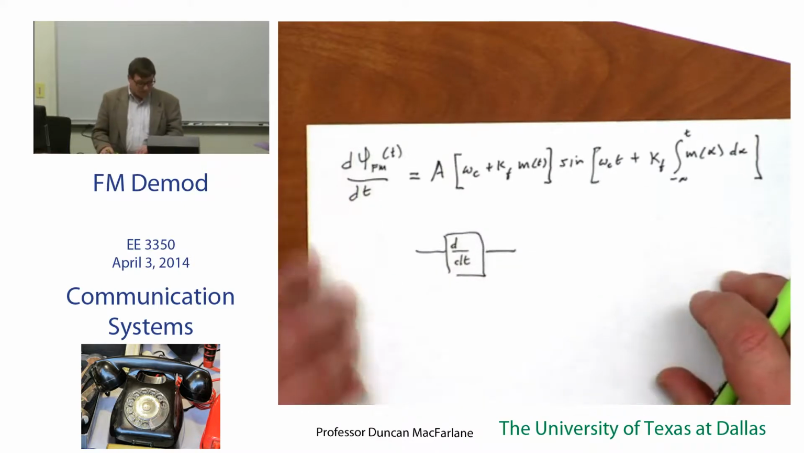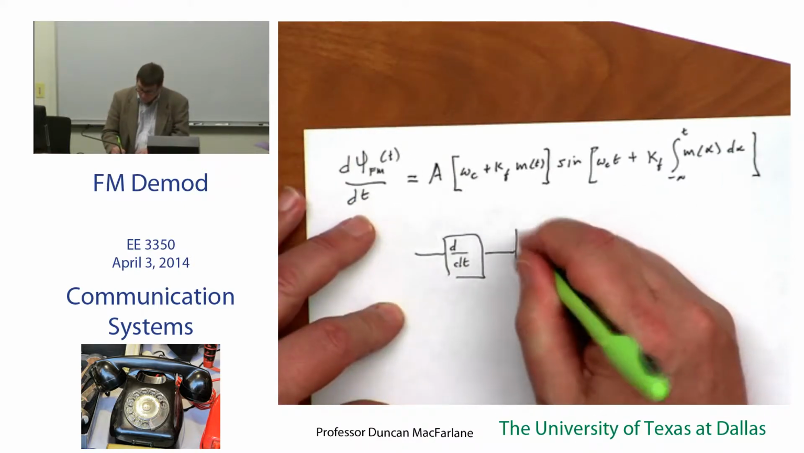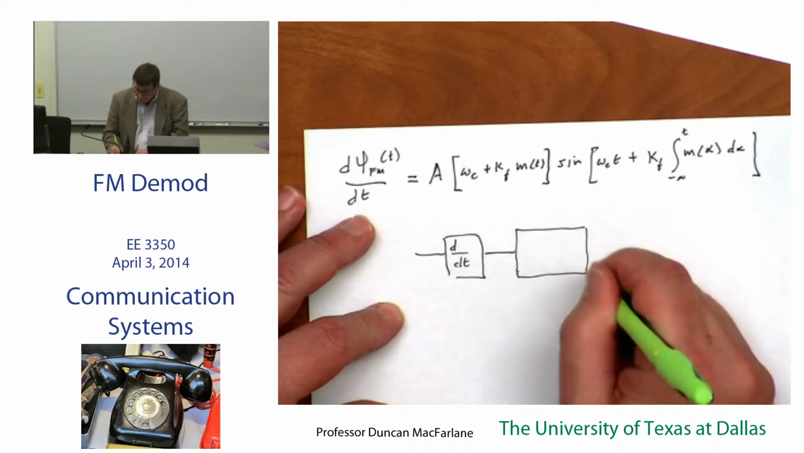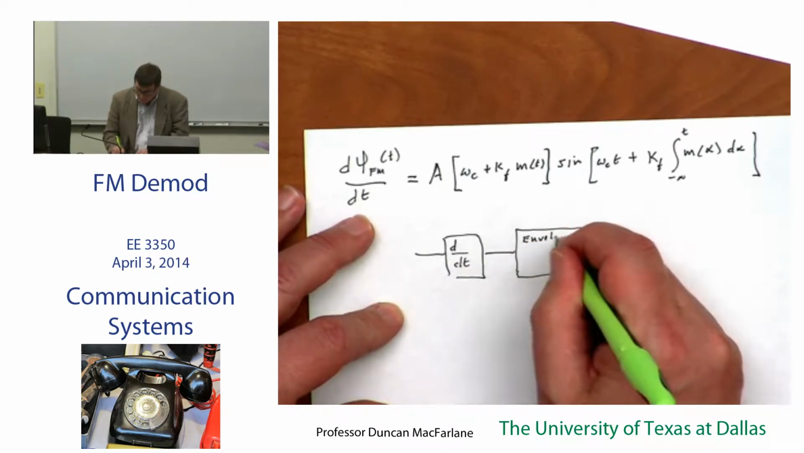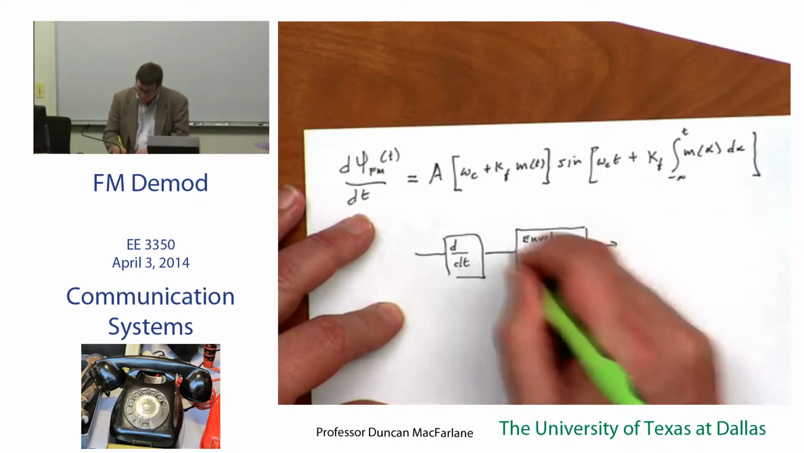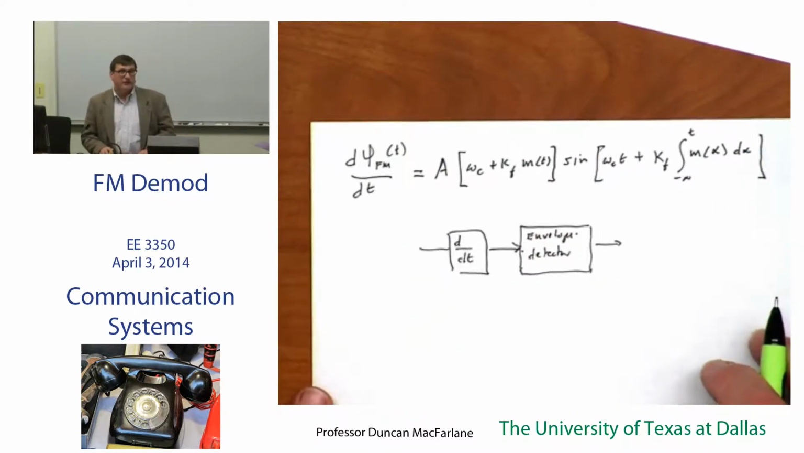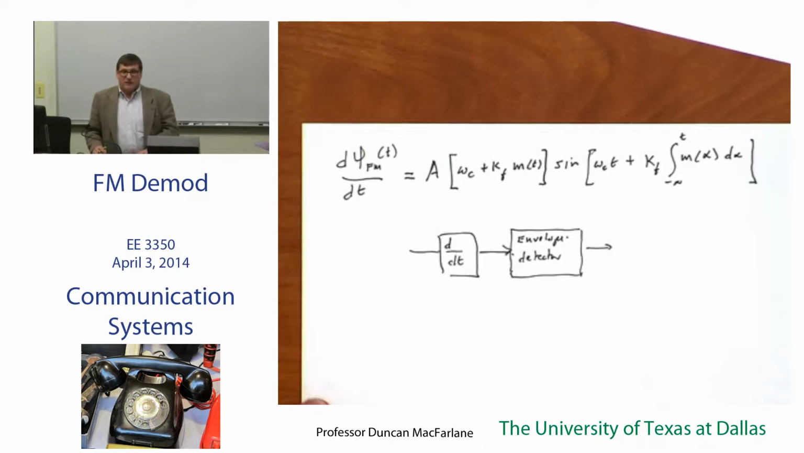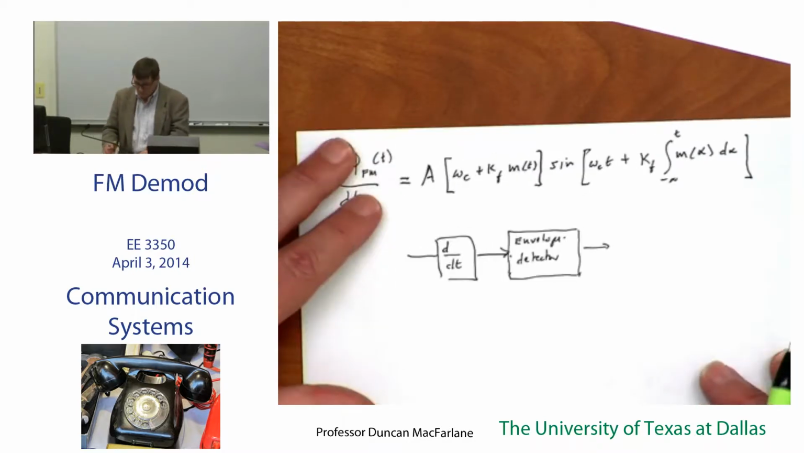So one demodulator that we can come up with is to first differentiate, which is a high-pass filter, and then use a diode bridge, or even just a single diode, as an envelope detector. Okay?